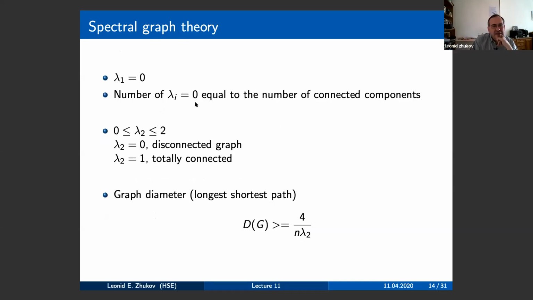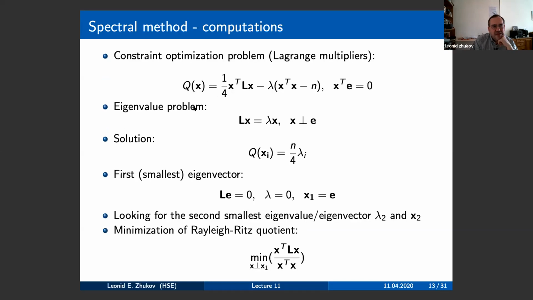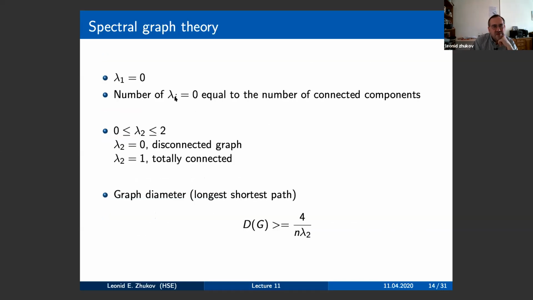The interesting part is that it's also part of the spectral theory that the number of zero eigenvalues, the first eigenvalue is 0 and the first eigenvector is 1, is equal to the number of connected components of the graph. So if the second eigenvalue is 0, then you actually have a disconnected graph.